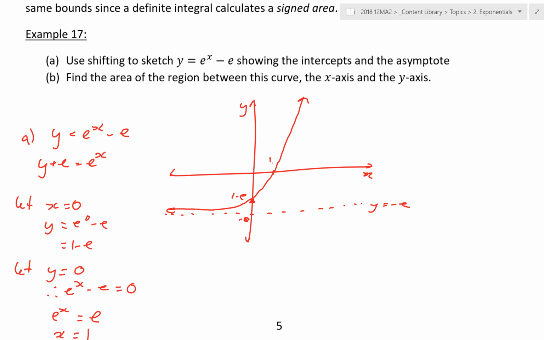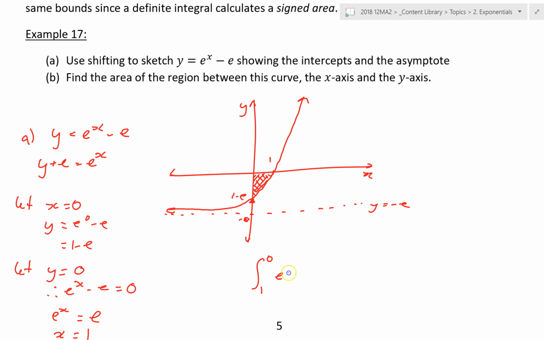Part B, find the area of the region between this curve, the x-axis and the y-axis. That's this part here, isn't it? Okay. So this is below the x-axis. So typically we would get a negative answer unless we were to run this back to front. So I'm going to say, what we're going to find is the integral, not from 0 to 1, but from 1 to 0. If I run that backwards, it's going to give me the positive. You could go from 0 to 1 and put the absolute value there, that's fine.